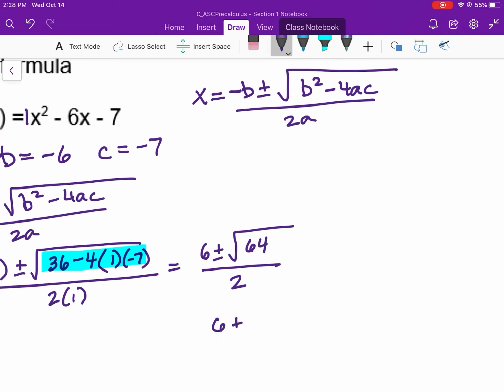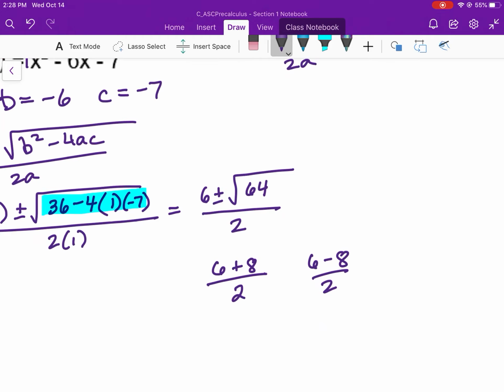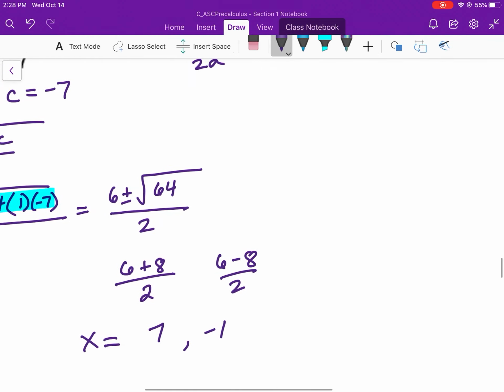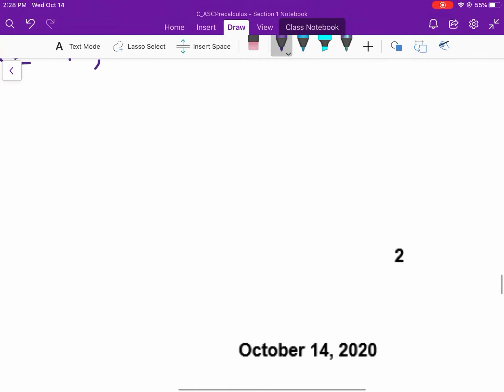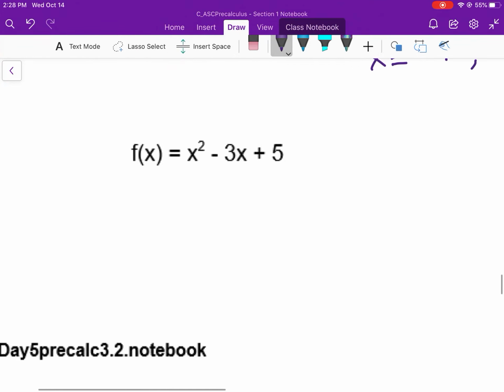So then this becomes 6 plus 8, which is the square root of 64, all over 2, or 6 minus 8 all over 2. 6 plus 8 is 14. 14 divided by 2 is 7. Ooh, surprise, surprise. 6 minus 8 is negative 2. Divided by 2 is negative 1. So x equals 7 or negative 1, which is what we got when we factored it, which is what we got when we graphed it. So that should not be a surprise. All right, so we're just going to do some quadratic formula fun problems here.